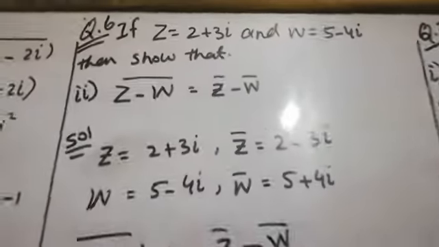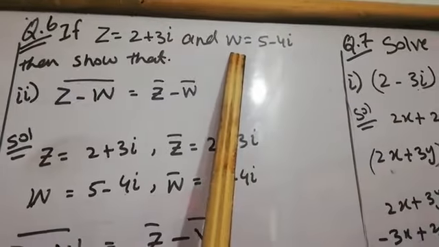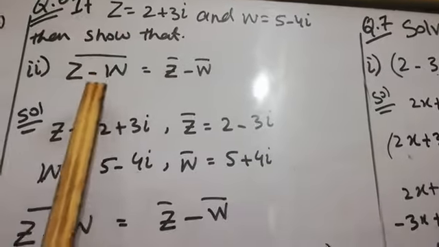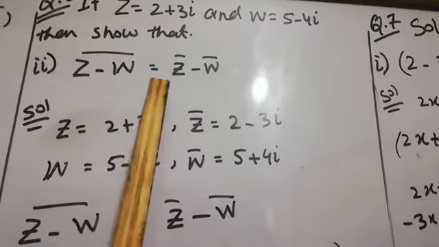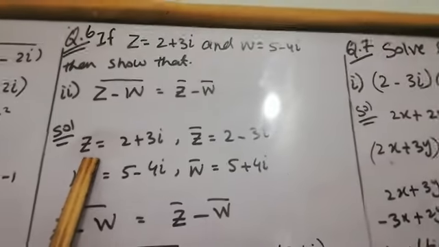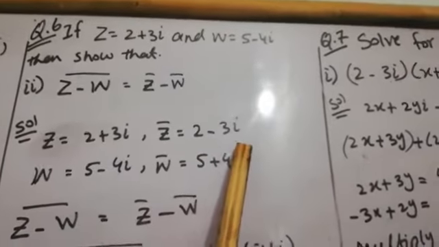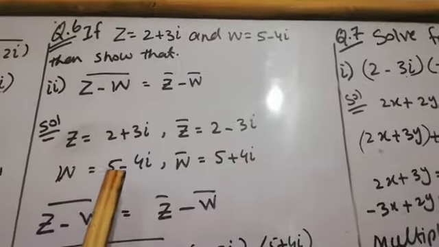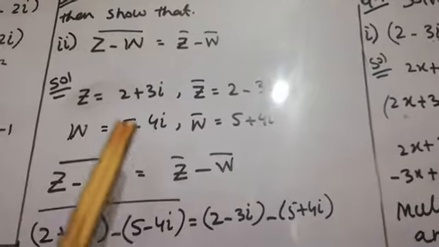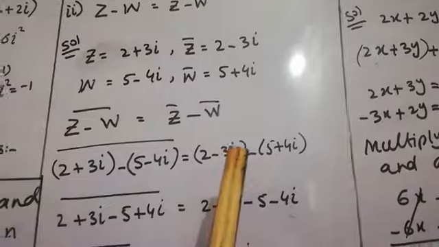Dear student, question number 6 is: if z is equal to 2 plus 3 iota and omega, this is omega, not w, omega is equal to 5 minus 4 iota, then show that the conjugate of z minus omega equals z conjugate minus omega conjugate. My dear student, first of all we will write the values of z. Z is 2 plus 3 iota, so its conjugate is 2 minus 3 iota, and omega is 5 minus 4 iota, so omega conjugate is 5 plus 4 iota. Now we will write the equation: conjugate of z minus omega equals z conjugate minus omega conjugate.